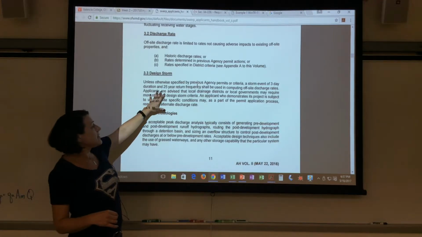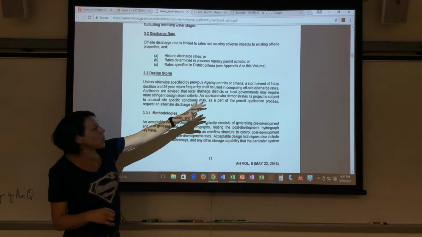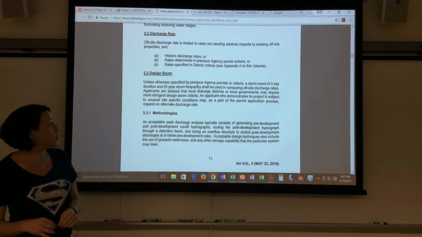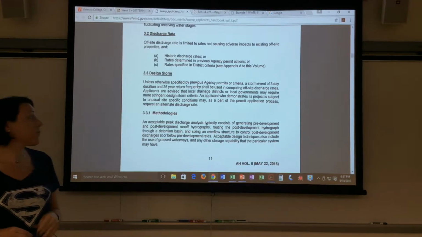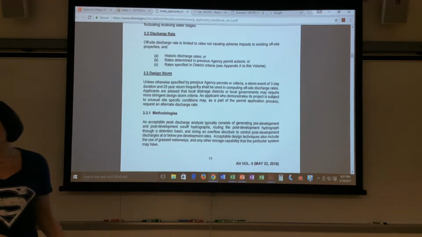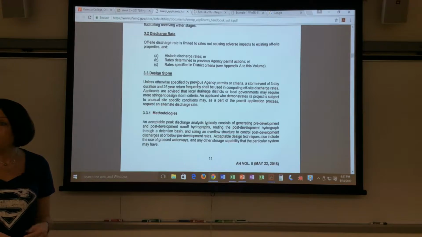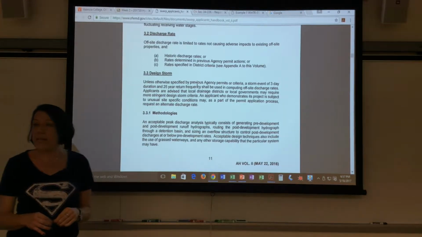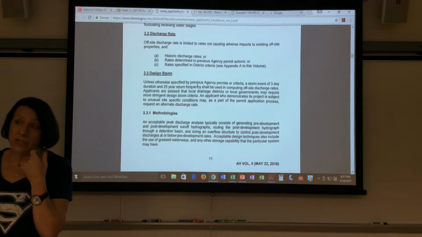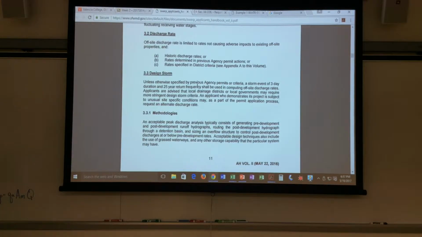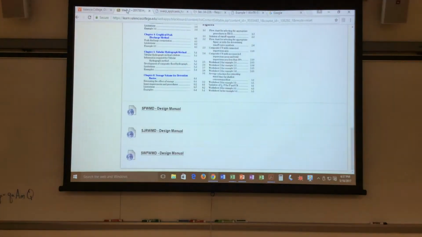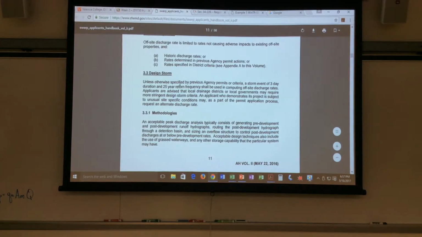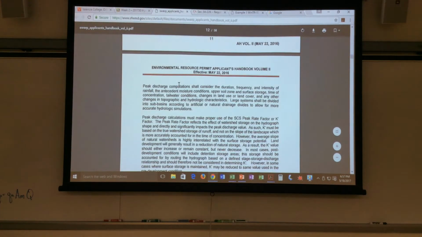But in South Florida, they say they want a storm event of 3-day duration, 25-year frequency. So 3 days is basically 72 hours. It used to be a 10-year, 72-hour, but they've changed their designs. So each one of these tells you how you have to design.